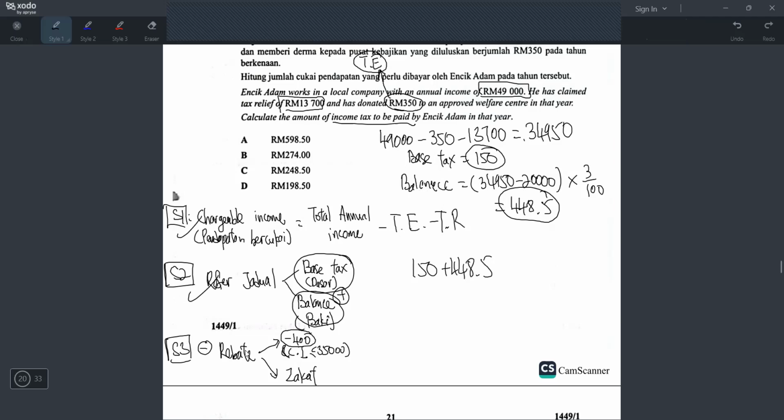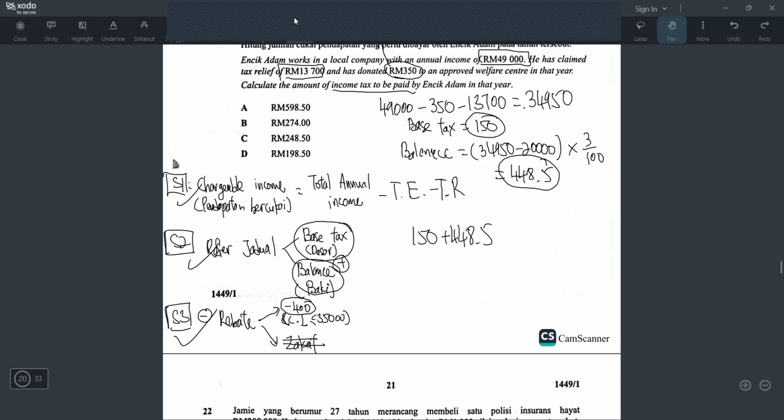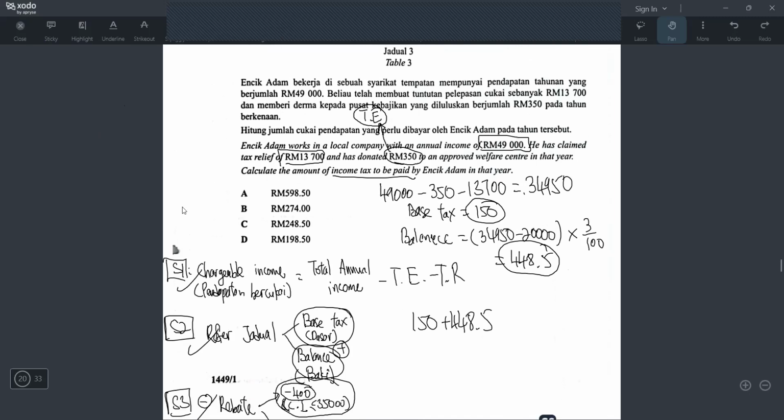But don't forget, there's one more important step. Step 3 is to check whether this person is eligible for rebate. I already know there's no zakat, because if they got zakat, the question will mention one. So the question never mentioned anything about zakat, so there's no. So the only rebate I have to check is this rebate, minus 400, but you're only eligible if your chargeable income is less than 35,000. So let's check what is the chargeable income for this guy. It's 34950. So very obvious that it's less than 35,000. So it means after I tambah the cukai dasar, cukai baki, I still have to minus with 400 rebate, because this person is eligible. His chargeable income is less than 35,000.